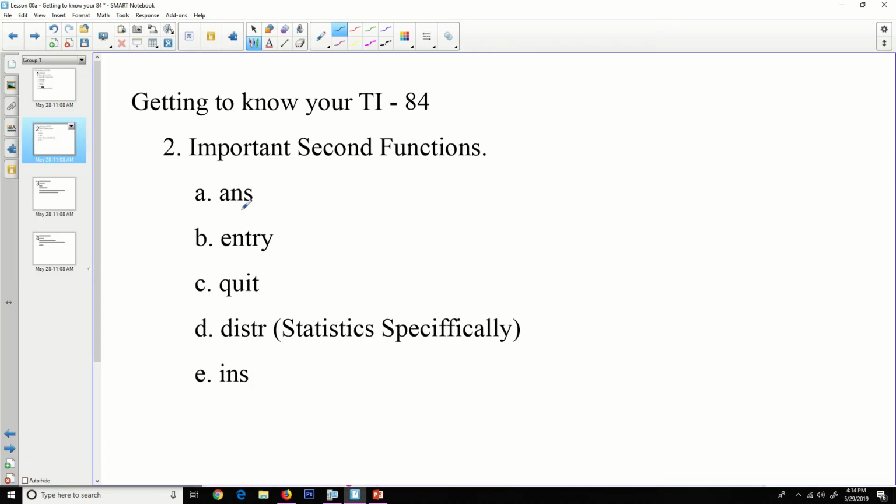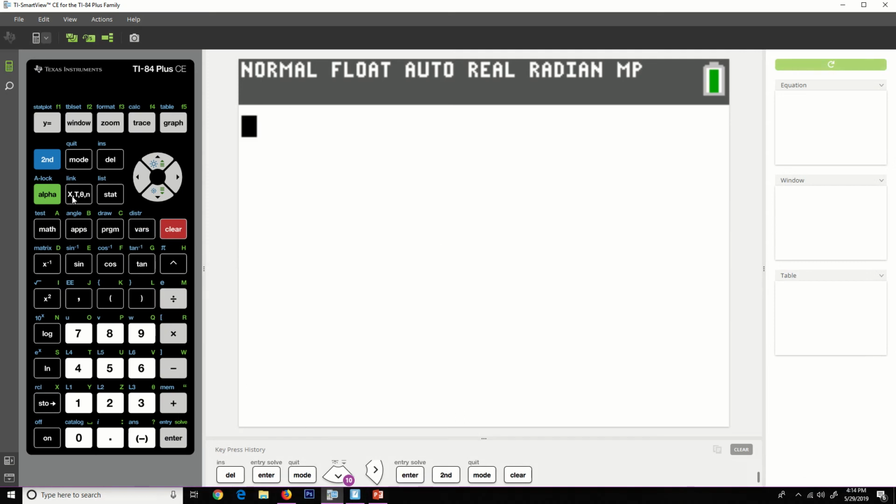So let's see here. ANS, the ANS second feature. These are all going to be the second features of the buttons, and they are listed in blue above and to the left of each button. So the second feature of the 7 button looks like a lowercase u. The second feature of the 1 button is list 1, and the second feature of the negative key is this ANS function. What ANS does is it allows you to use the last solution put into the calculator.